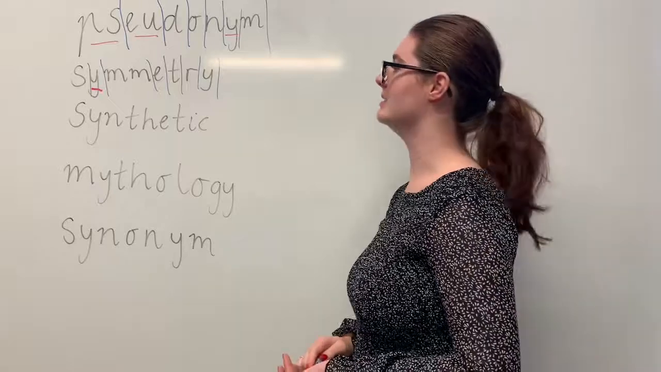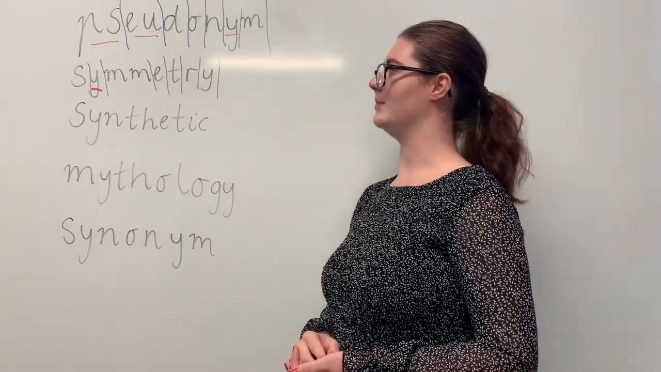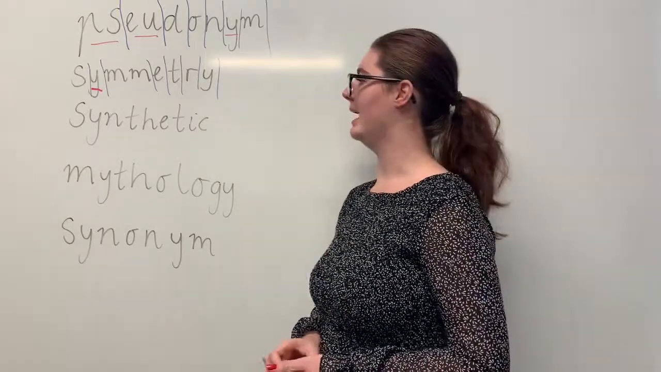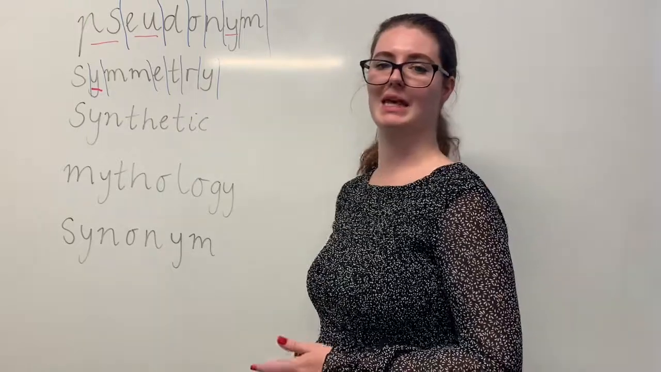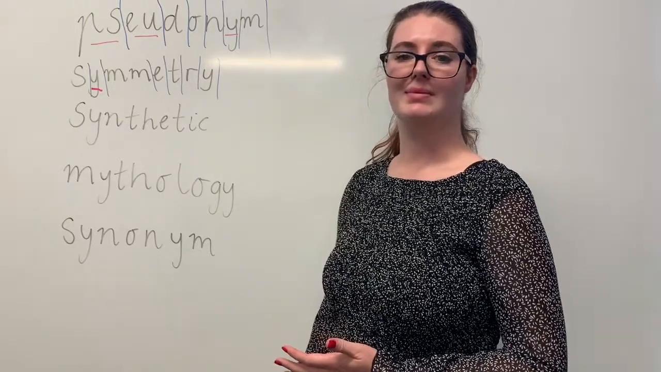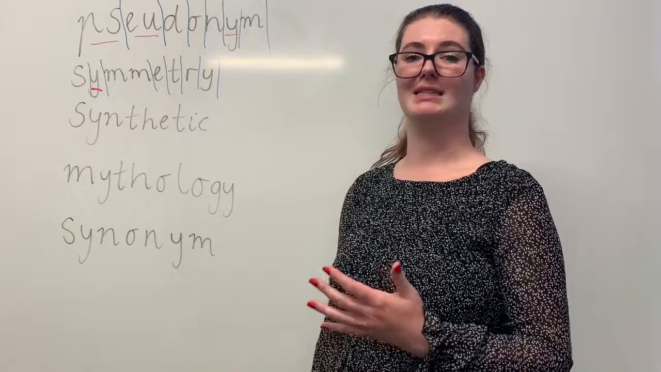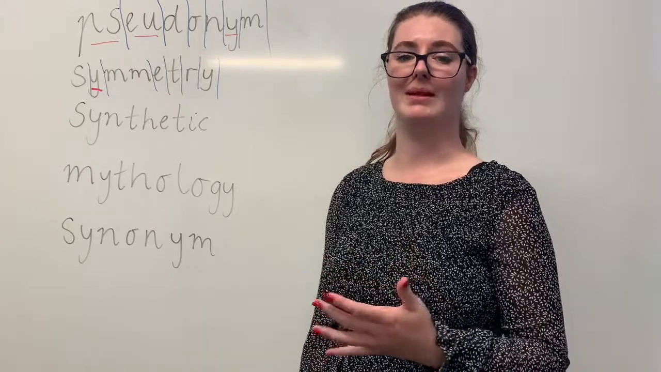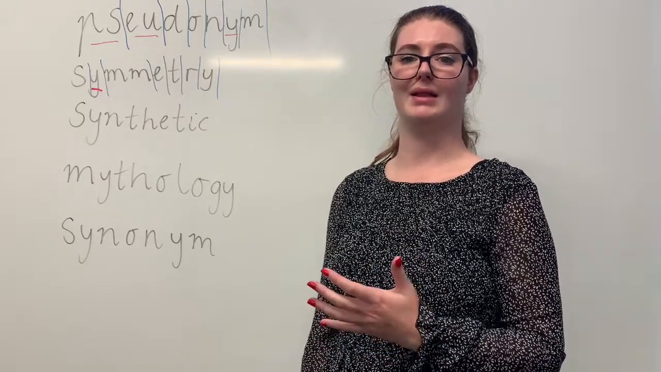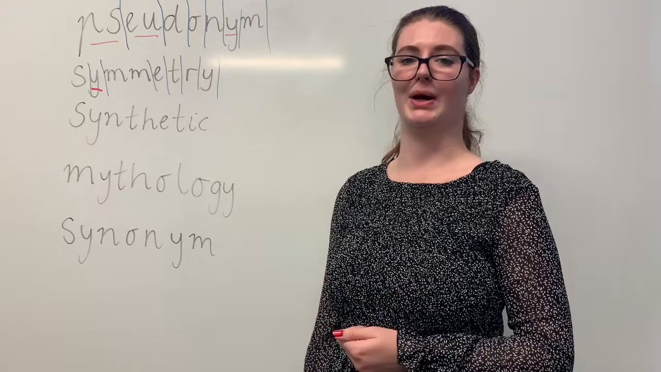Can you teach it to me? Symmetry. S, Y, M, M, E, T, R, Y. Our next word is synthetic. Say synthetic. Some of our clothes are made from a synthetic material, which means that they're not made from plant material. It means that they're made by materials that have been created by humans.